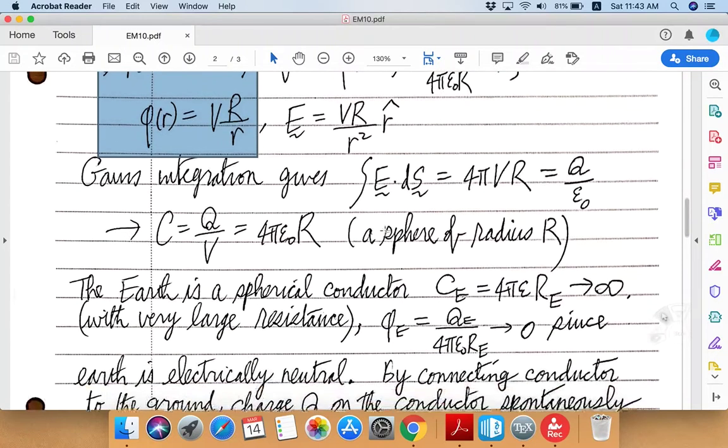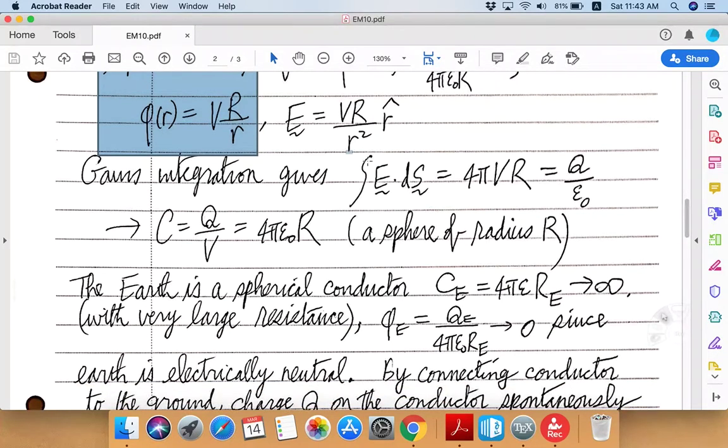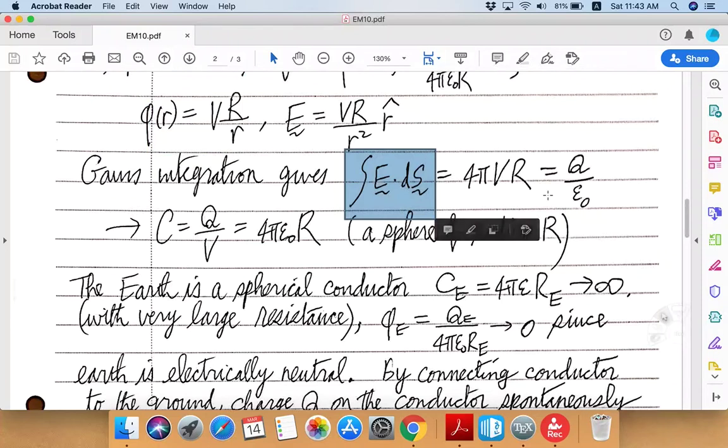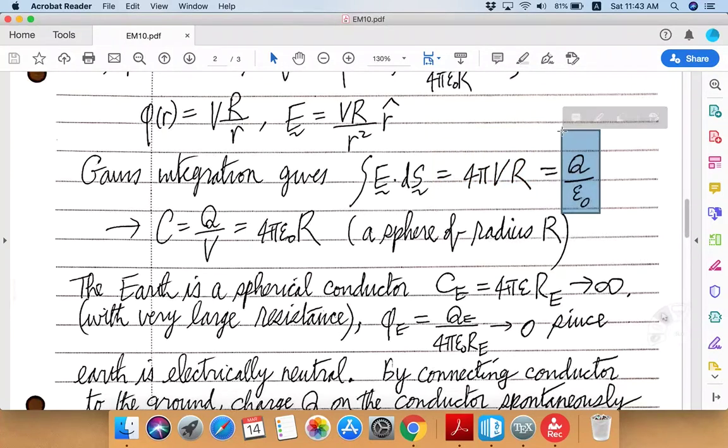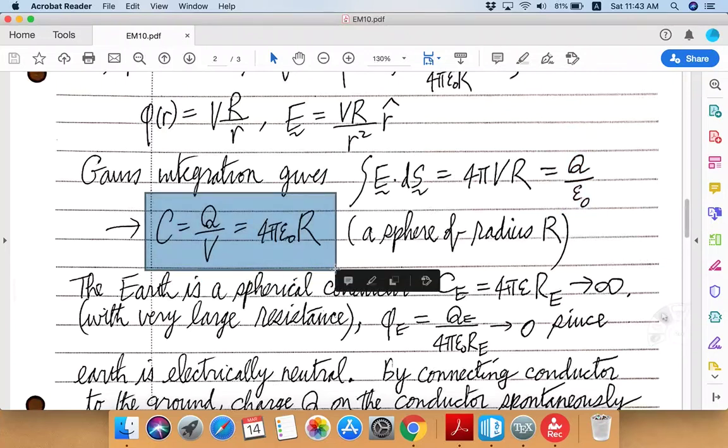And therefore, this Gauss integral works out to just 4 pi times the potential times the radius of the sphere, which in turn equals the total charge divided by the dielectric constant, according to Gauss's theorem. Now, by taking the ratio of Q to V, we arrive at the expression for the capacitance of a spherical conductor, which is 4 pi epsilon times R.